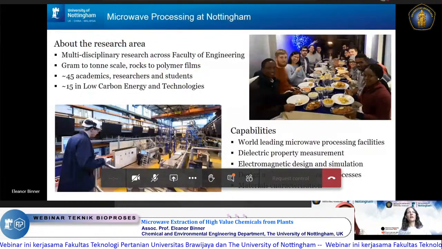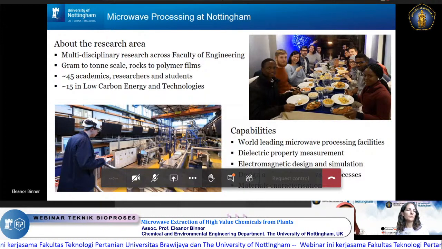So that brings us on to microwave processing at Nottingham. It's quite a large research area, and it's interesting because we're not just one research group. We work across a range of research groups. So it's a very multidisciplinary research area across the Faculty of Engineering. We work on everything from a few grams of materials all the way up to ton scale. So we do really focus on getting fundamental understanding of how microwaves work at very small scale, and then using that information to design and build microwave processes.